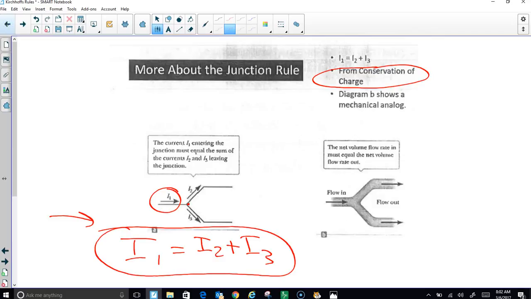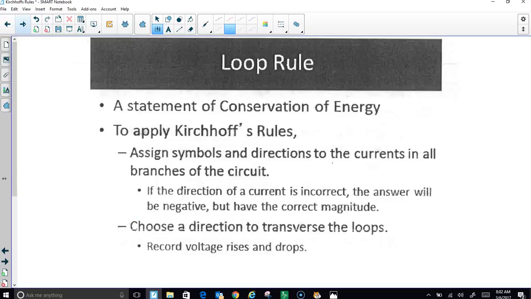So we get the equation from literally looking at a junction and deciding what's in and what's out after we label the currents. Loop rule. Loop rule's a little more tricky, but still, I think with common sense, I have a way of explaining it that seems to make sense to me, so maybe it'll work for you guys too.